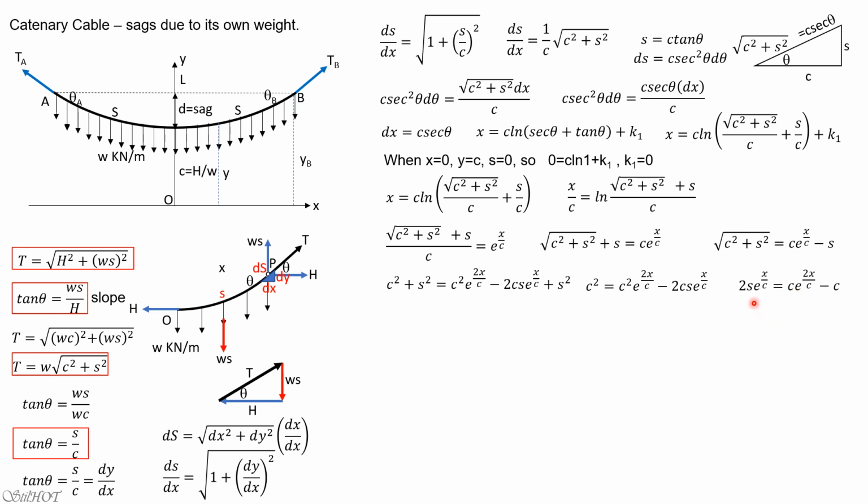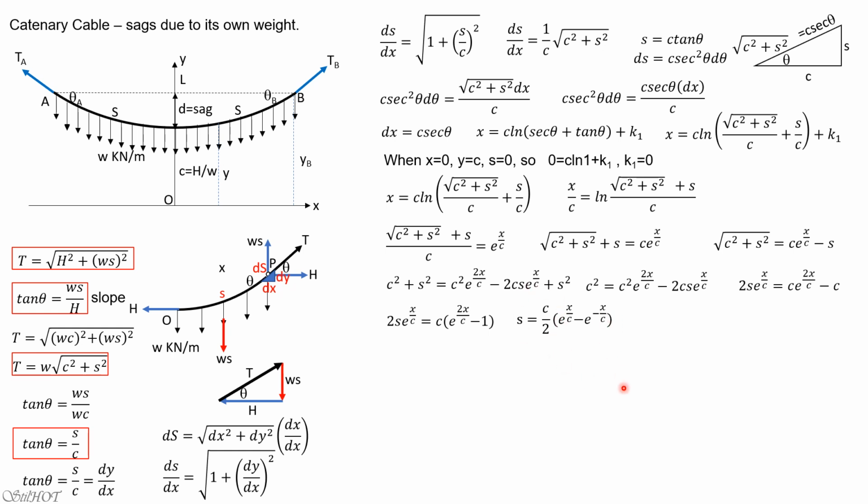So finally, we can now set up the formula for s by dividing this right side by 2 e to the x over c. So 2s e to the x over c equals, factor out c, e to the 2x over c minus 1. Divide everything by 2 e to the x over c, so s equals c over 2 times quantity e to the x over c minus e to the negative x over c. Of course, e to the 2x over c divided by e to the x over c is e to the x over c, and minus 1 divided by e to the x over c is negative e to the negative x over c.